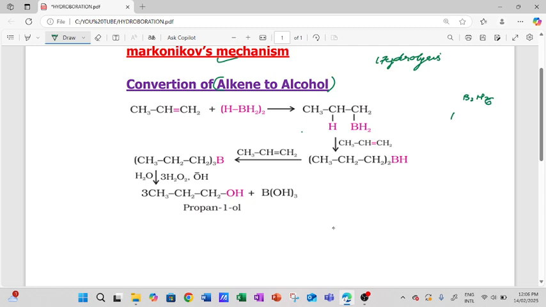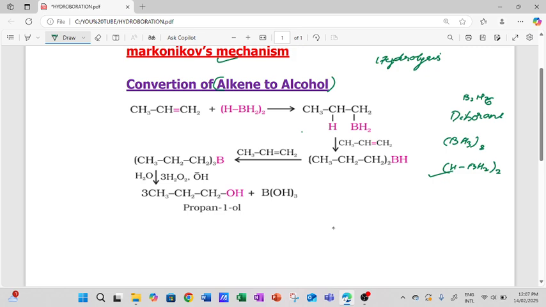Diborane can be written as BH3 twice, two boron atoms and six hydrogen atoms. From BH3 we can write one hydrogen in the beginning and then BH2, two times, so HBH2 two times. This is the best way to show the reaction using diborane, so that we are able to understand the mechanism easily.